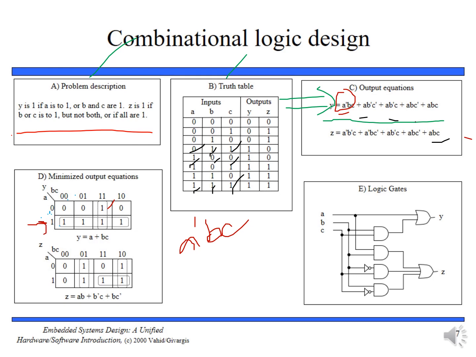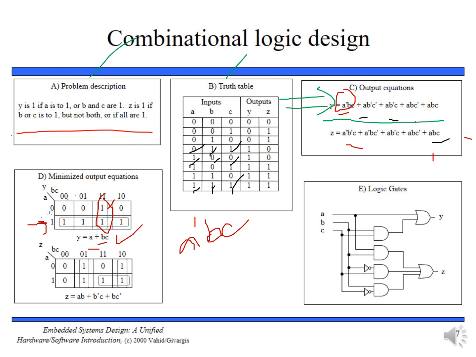Here we have only A common, because this is A, and then what is common here? We have BC. So now the equation is reduced to A plus BC. And now coming to Z, we have A bar B bar C, A bar BC, A B bar C plus A B C bar and ABC. So just writing them in their appropriate boxes.